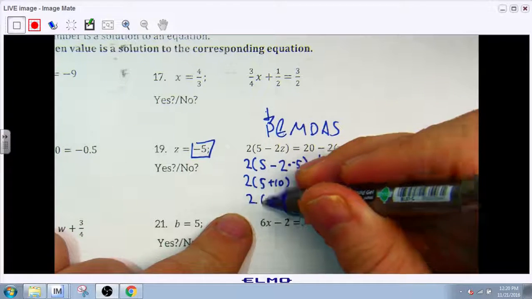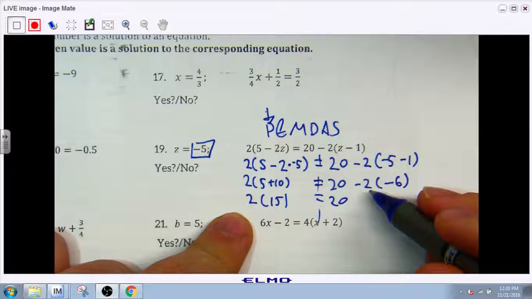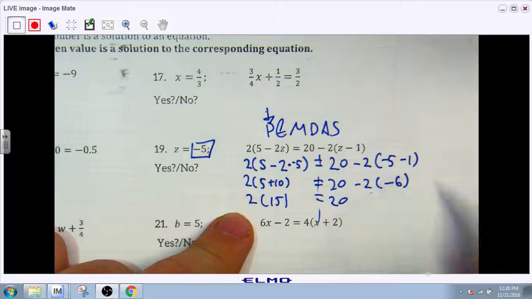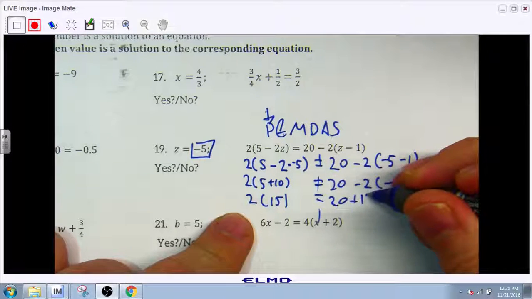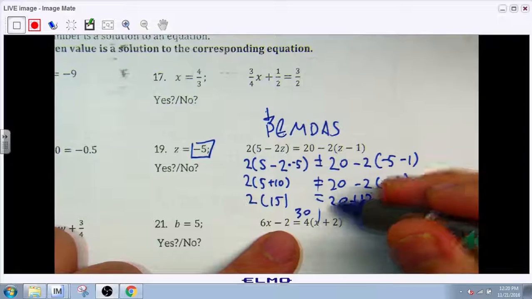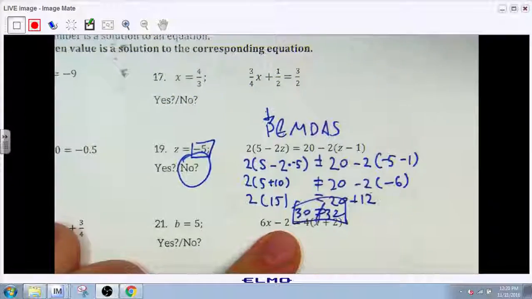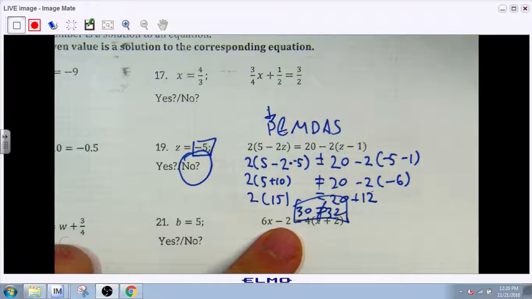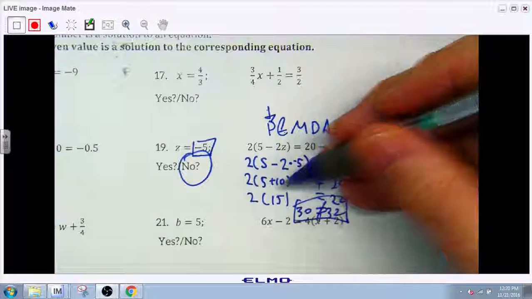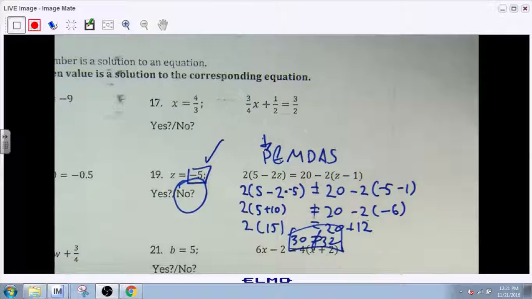That's going to be 2 times 15 equals 20 minus, well, negative 2 times a negative 6 is going to be positive 12. This is going to be 30. This is going to be 32. 30 does not equal 32. So no, this is not true. And so that's pretty much all we have to do: work our way through it, see if our left side equals our right side, and that tells us whether or not the given value is a solution.